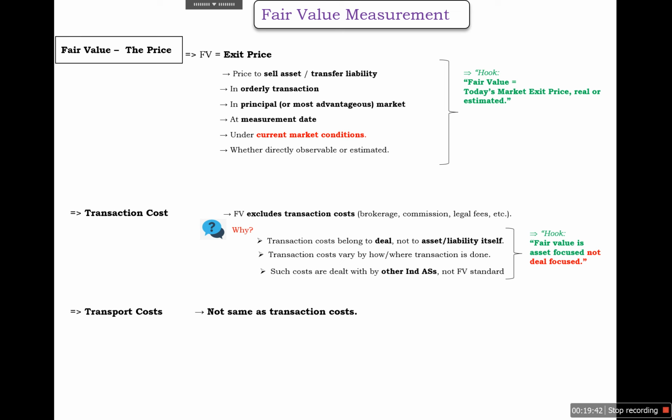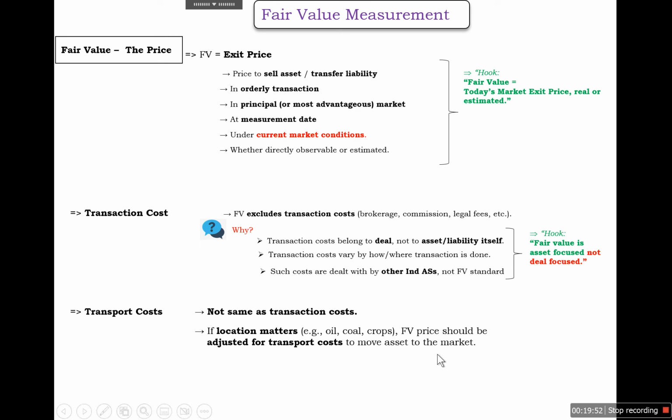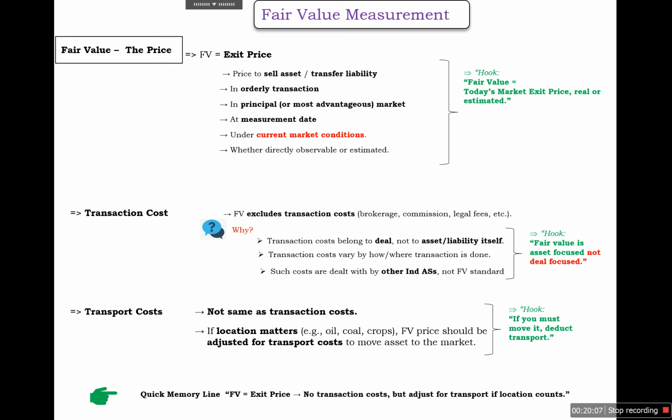Next is the transportation cost. It is not the same as the transaction cost. So if the location matters, the fair value price should be adjusted for the transportation cost to move the asset to the market, because if we check the definition of fair value, it says that it is a price to sell the asset under current market conditions. So the quick memory line is: fair value is the exit price. We are not supposed to consider transaction cost, but we need to adjust for transport if location matters.